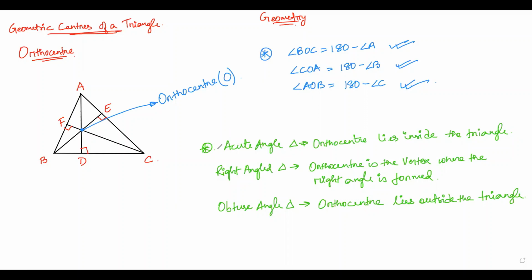Just like in the case of circumcenter, we also need to remember some important points in case of orthocenter as well. For an acute angle triangle, orthocenter would be lying inside the triangle. For a right angle triangle, orthocenter would be the vertex where the right angle is formed. That is, the vertex opposite to the hypotenuse would be the orthocenter in case of a right angle triangle. And in case of an obtuse angle triangle, orthocenter would be lying outside the triangle. So these are some important points which we need to remember in case of an orthocenter of a triangle, which is the meeting point of 3 perpendiculars.